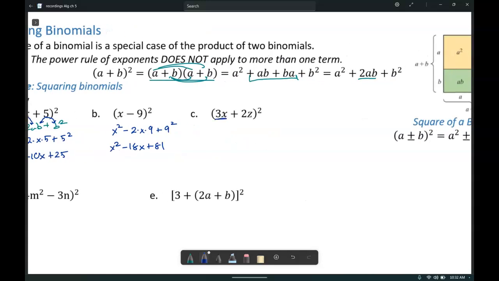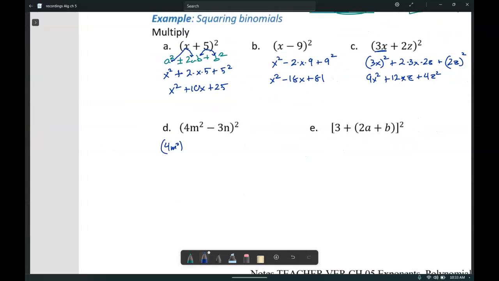We can even do it if we have multiple factors within a term. (3x plus 2z) squared: 3x squared plus 2 times 3x times 2z plus 2z squared. 9x squared plus 12xz plus 4z squared. Next, (4m squared minus 3n) squared: 4m squared squared minus 2 times 4m squared times 3n plus 3n squared. 16m to the fourth minus 24m squared n plus 9n squared.